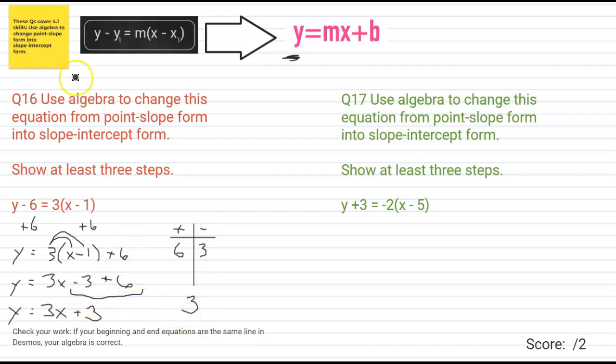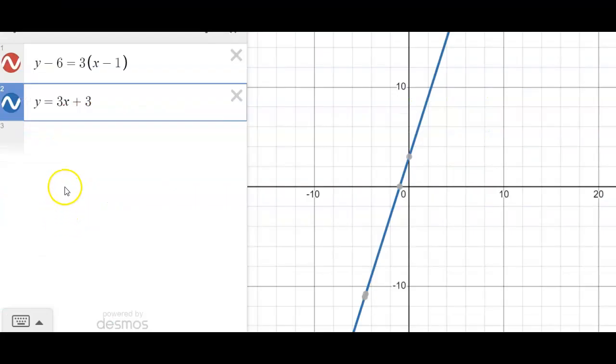Now if you wanted to, you could type this and this into Desmos on two different lines, and you would see that they're exactly the same. So let's do that. Check it out. Here is our first line, y minus 6 equals 3 times x minus 1. And then here is our other version of the same line. And if you look, see how it's exactly the same line? That shows that we're right.